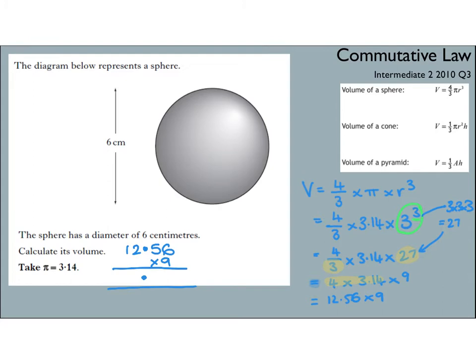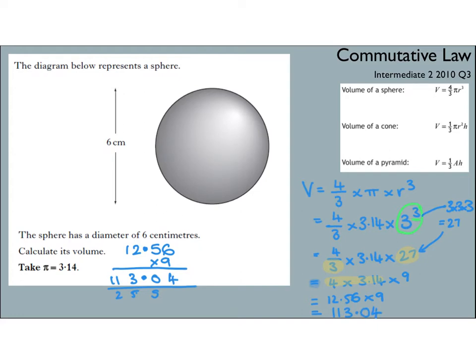Right, so 9 times 6 is 54. 9 times 5 is 45, add the 5 is 50. 9 times 2 is 18, add the 5, 23. 9 times 1 is 9, add the 2 is 11. So my final answer is 113.04. Needs something a bit more.